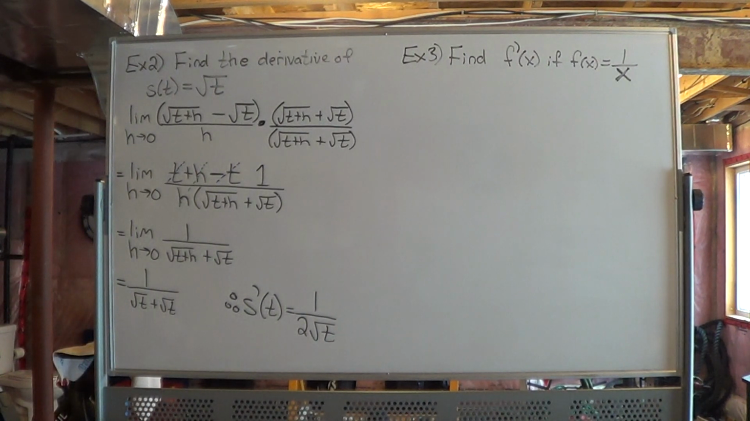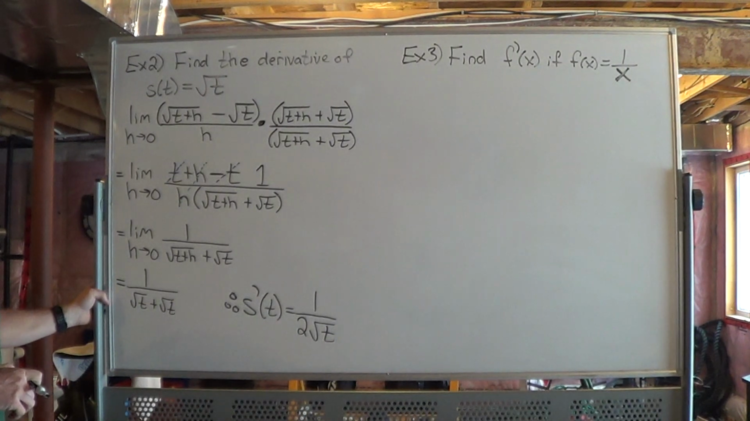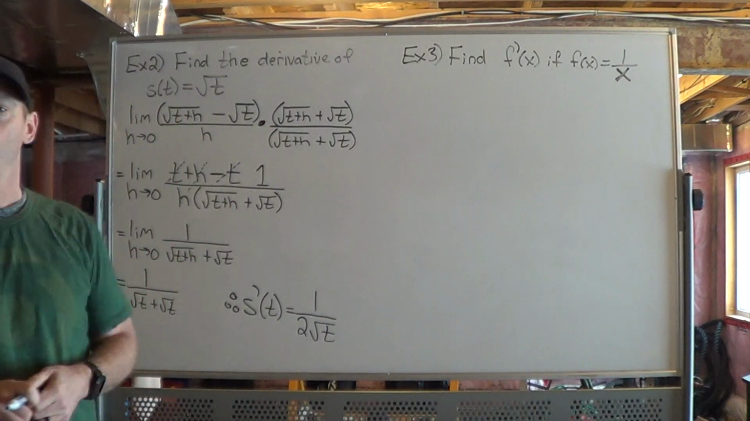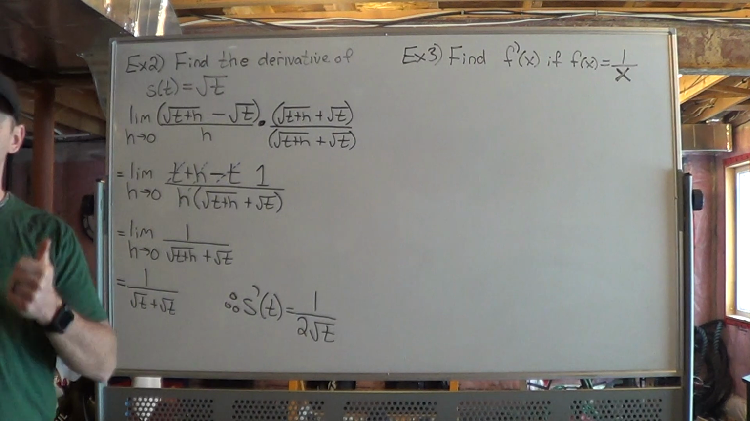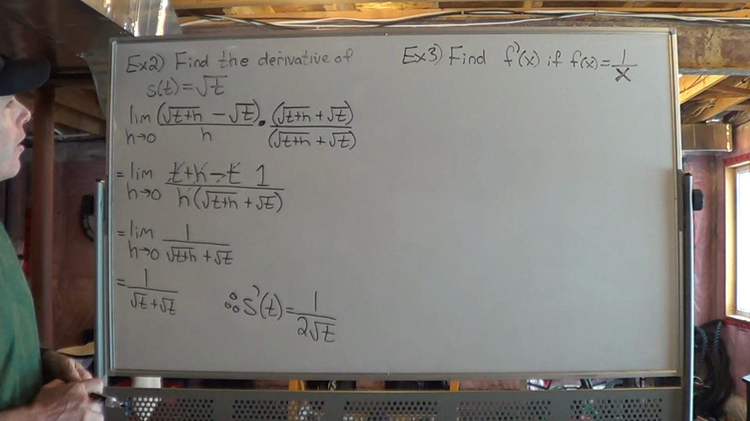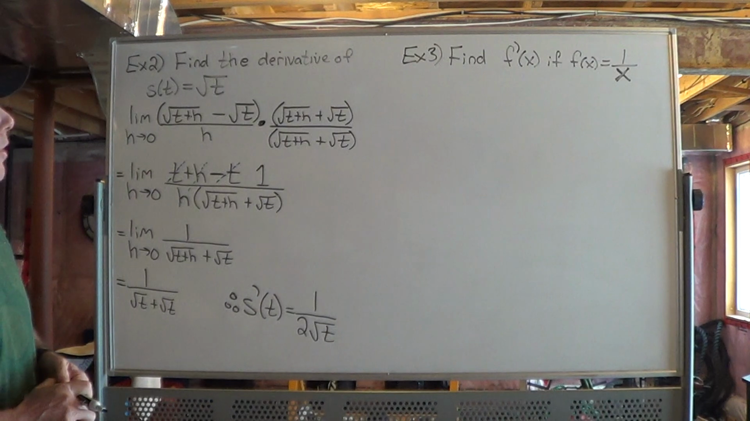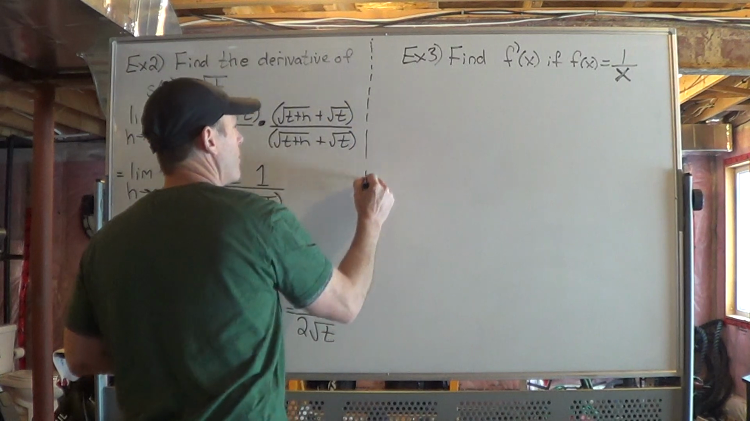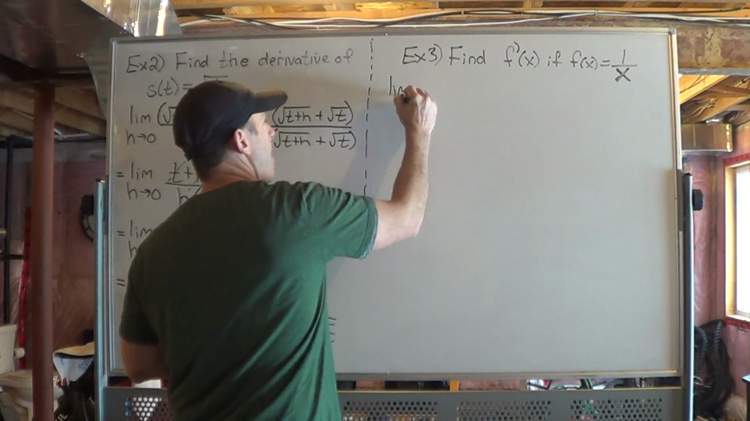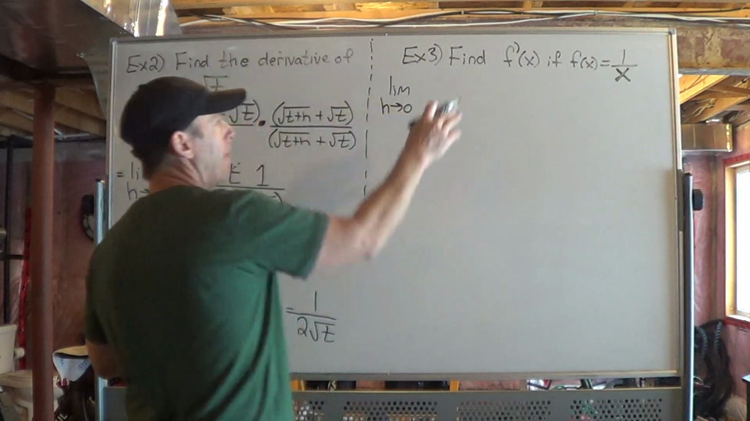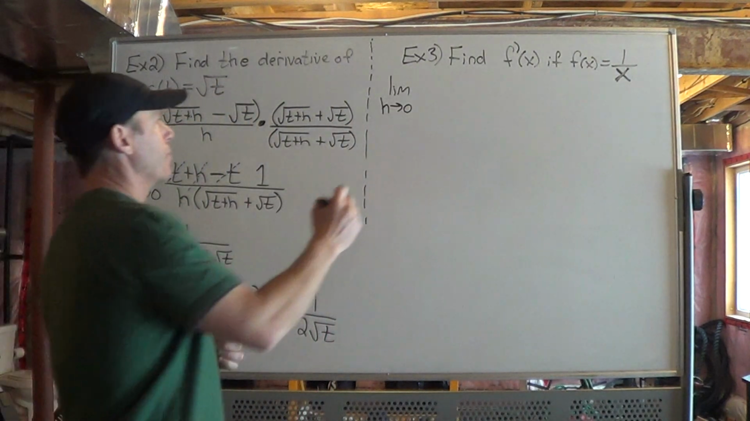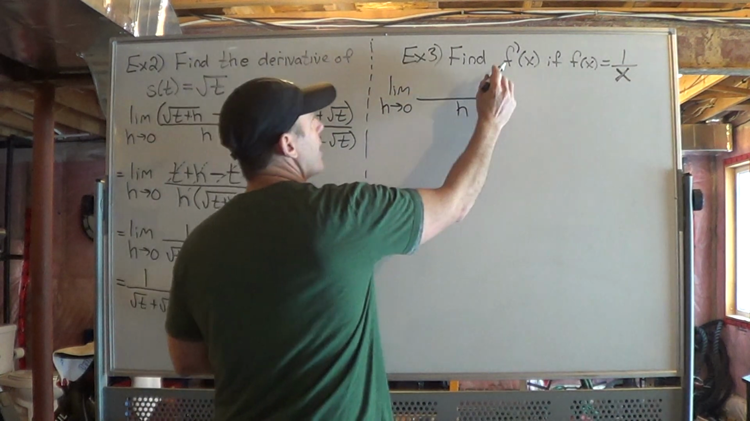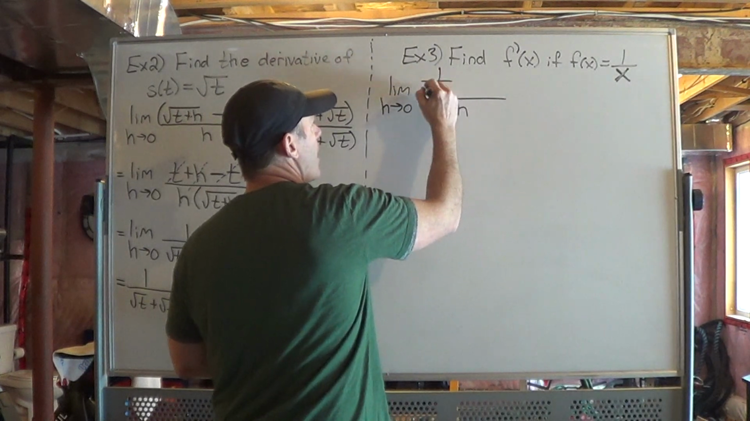All right, let's try a couple more here. Find the derivative of f of x if f of x is equal to 1 over x. All right, so that's that reciprocal function we're looking at. All right, so again, I'm going to use my limit here. I'm going to put a little divider here, just to keep things straight. So I've got the limit as, again, h approaches 0. And our function now is 1 over x. So again, my denominator here is going to be the h. But I'm going to have f of 1 over x plus h.